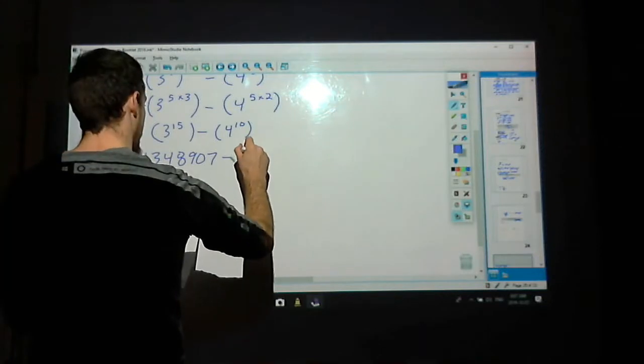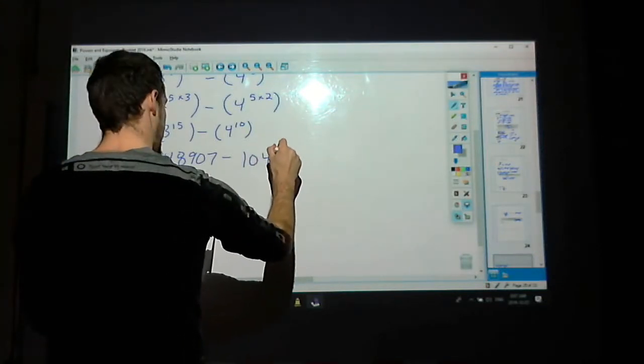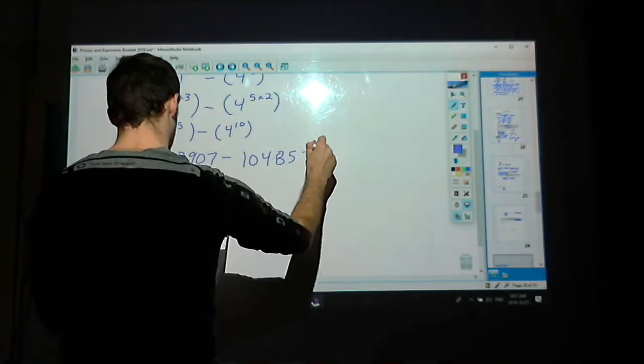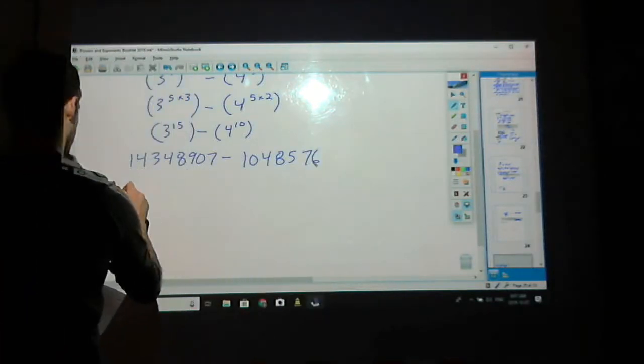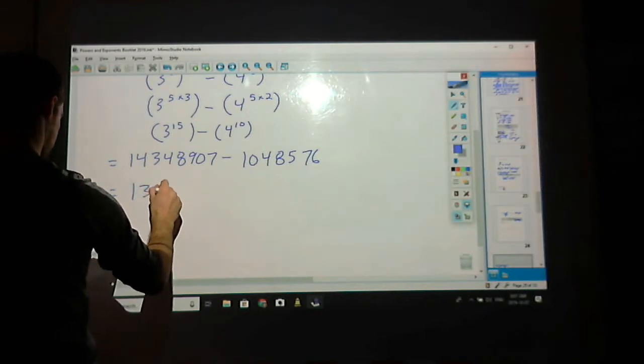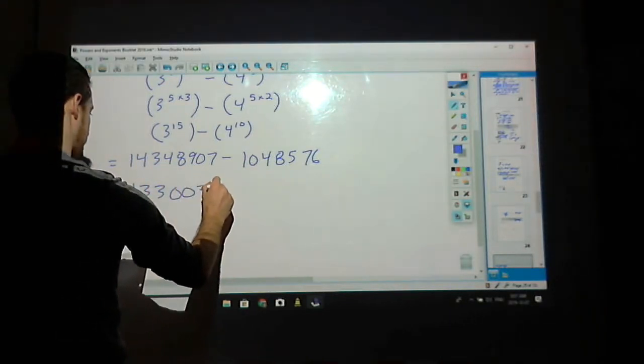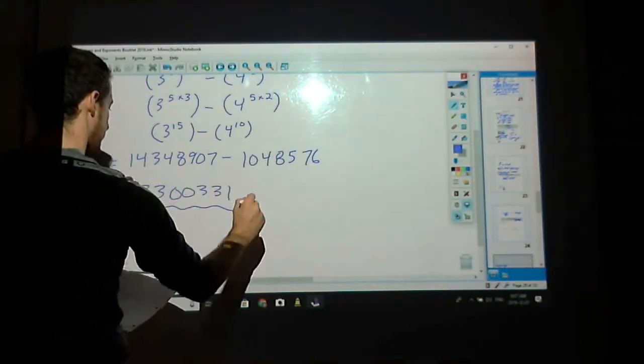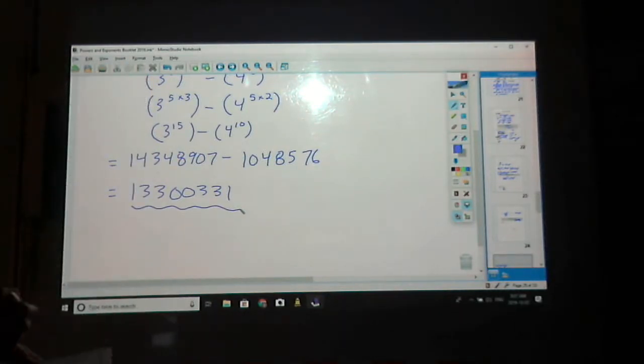Okay, 1,048,576, and all of this 1,330,033,1. Okay, so you see how it's done in a few steps, but again, it's a simple enough process if we take it one step at a time.